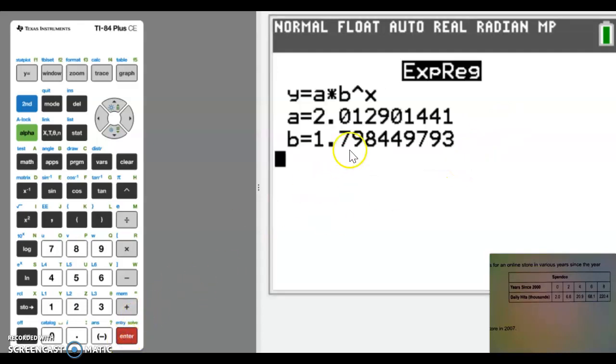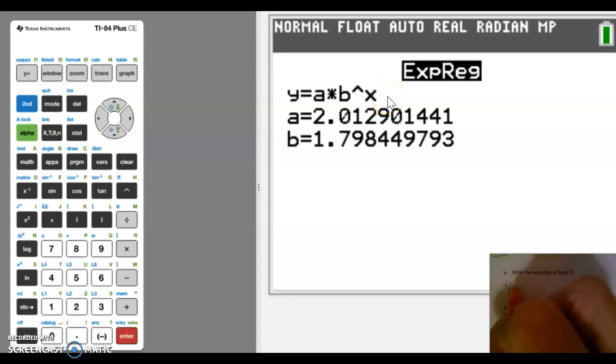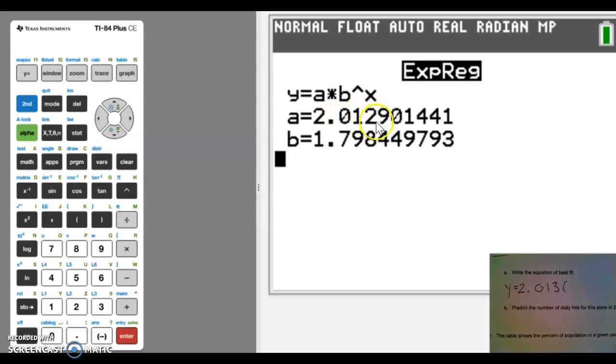Boom. There is our equation. The question says write the equation of best fit, so I'm going to write it as exponential, because that's what it is. It even tells you on the screen: a times b to the x. So I'm going to say y equals, and a is going to be 2.01, and I'll just round to 3 place values. So 2.01, and that 2 is going to round to a 3.